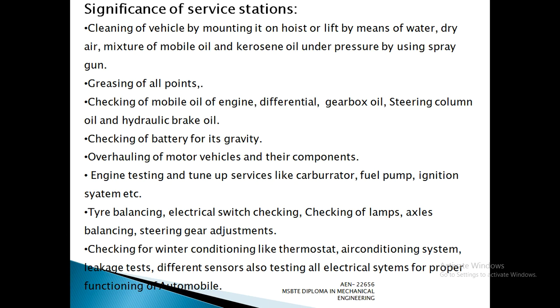So what is the significance of a service station? A service station most probably provides the cleaning of a vehicle by mounting it on a hoist or lift, by means of a water dryer and a mixture of mobile oil and kerosene under pressure using a spray gun.